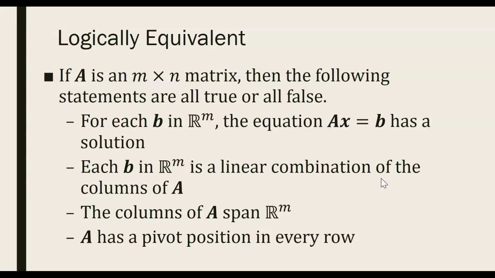Each B in Rm is a linear combination of the columns of A. Well, again, that's the connection between the matrix equation and the vector equation. That vector equation, written in vector form, means that a linear combination of the columns of A gives you B, right? So these two are equivalent, meaning they're really saying the same thing. The columns of A span Rm. Again, that's what we've been using. And then A has a pivot position in every row. A having a pivot position in every row means that the columns span Rm, means that every B is a linear combination of the columns of A, means that for each B, that matrix equation has a solution.